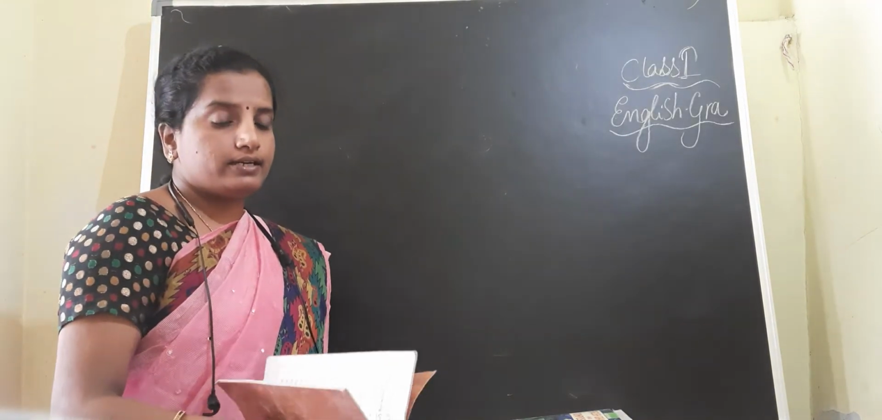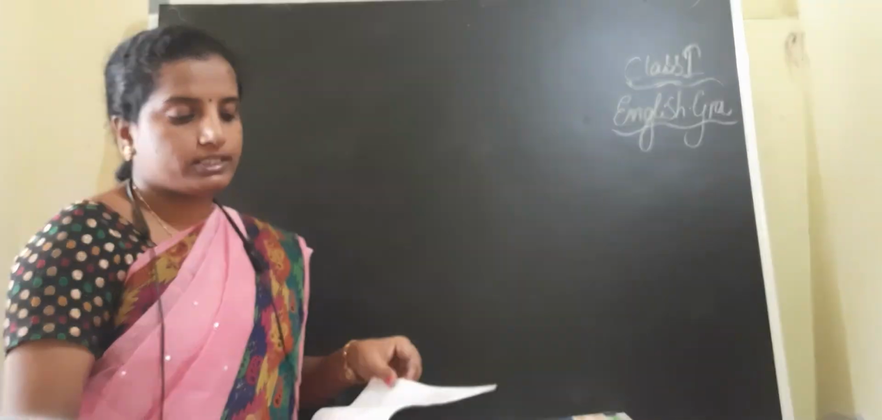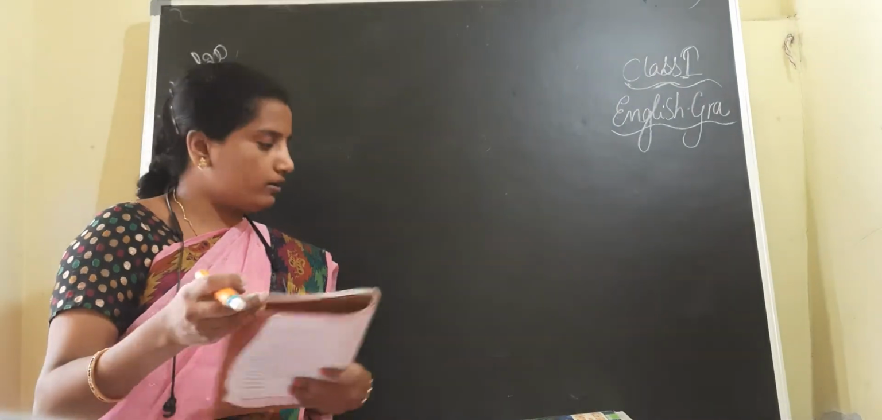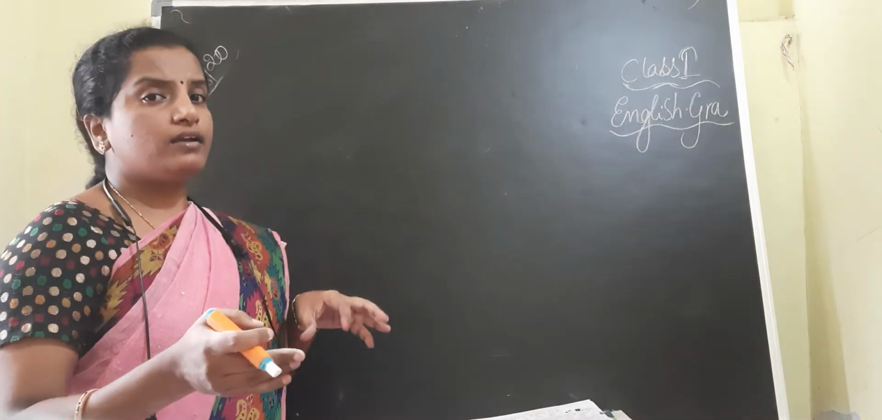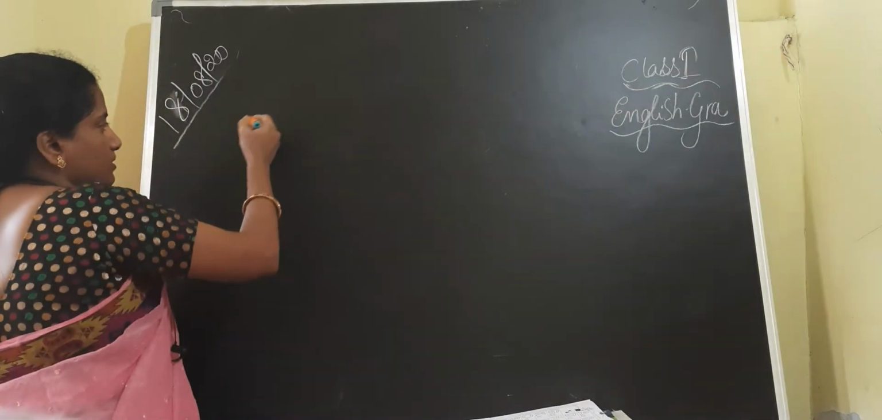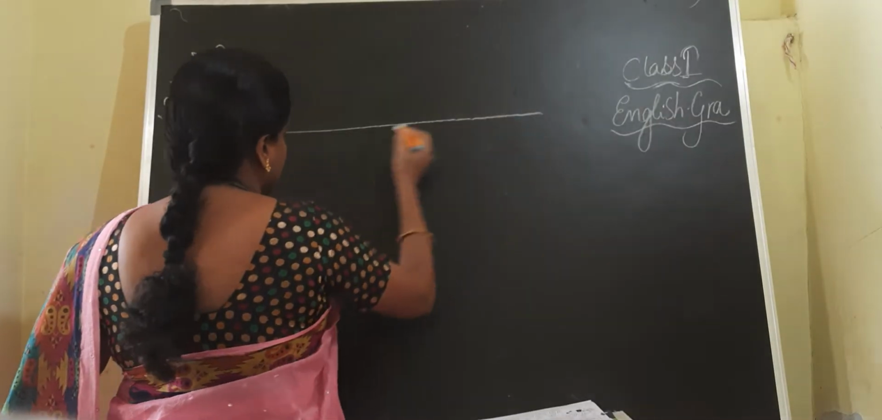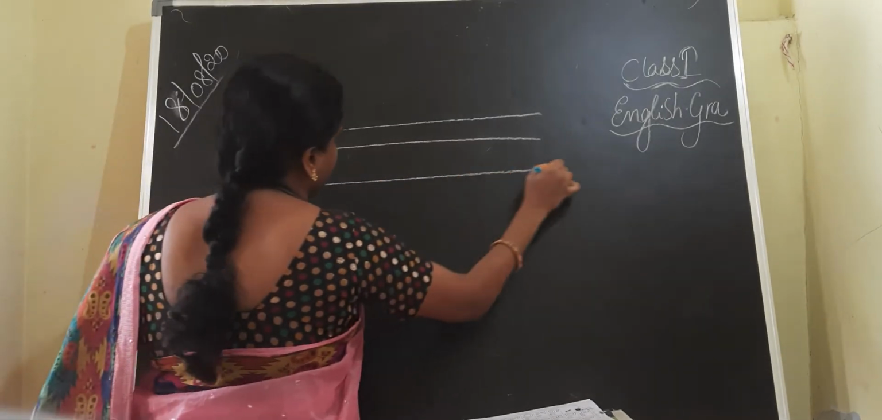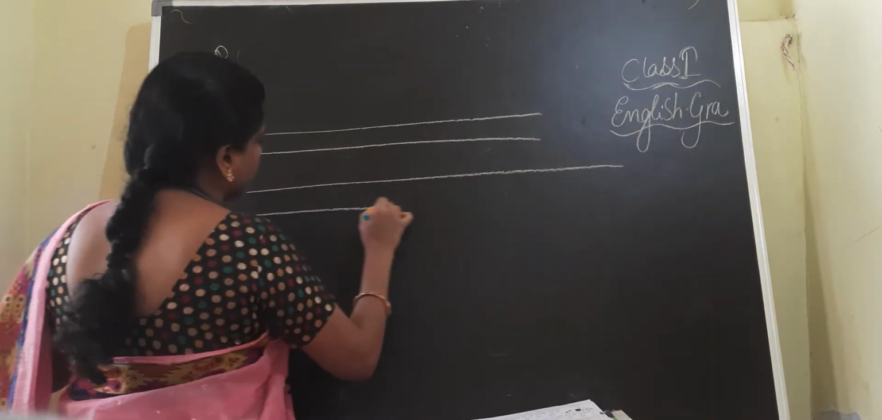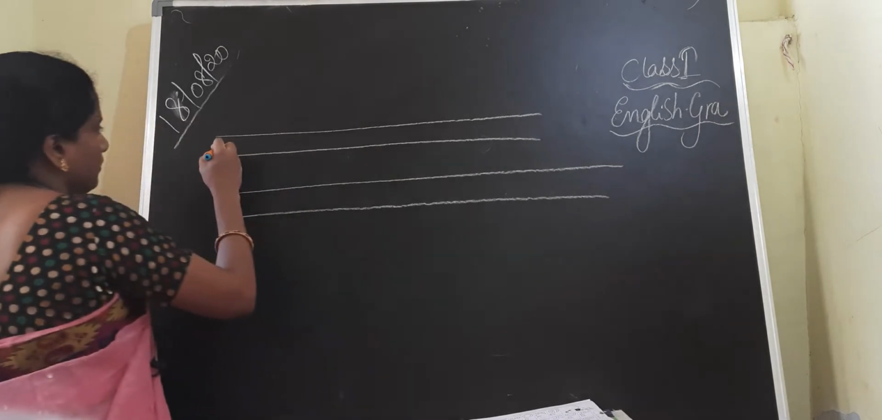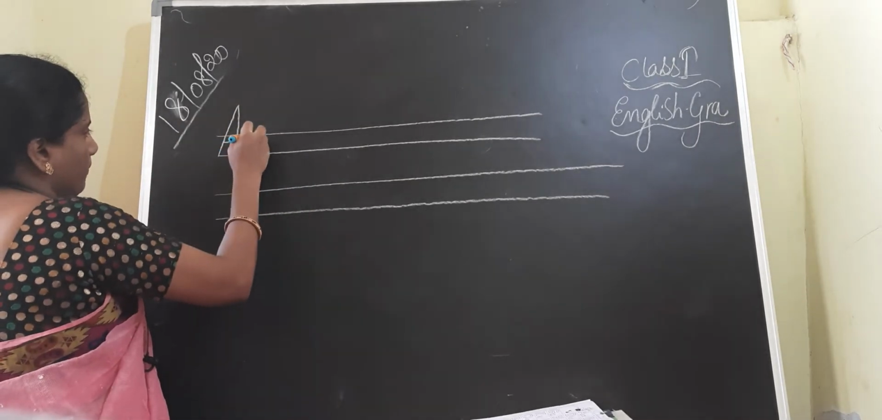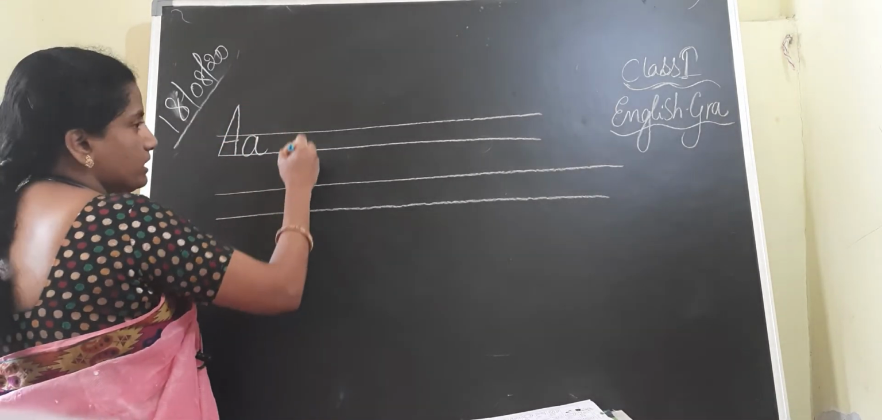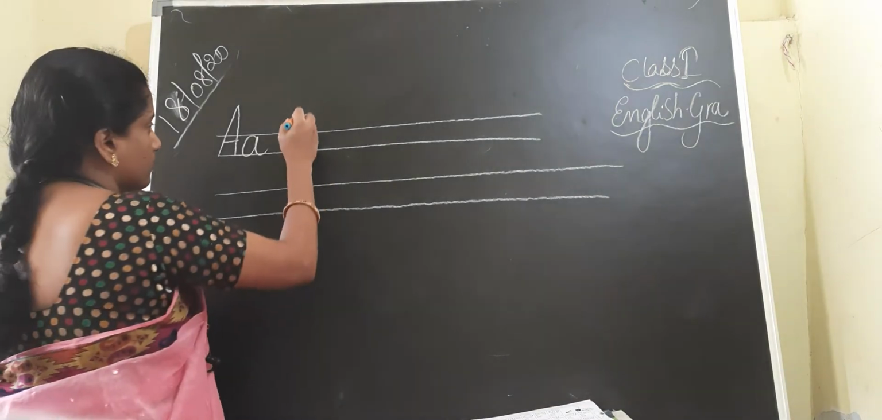Next, children, in our grammar part, we have discussed the alphabetical order. Before starting every day, we are just revising the alphabets. Today also we will revise our alphabets, then we will move to our topic. See, children, A. Small and capitals I am writing together.